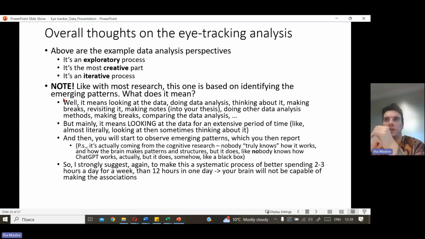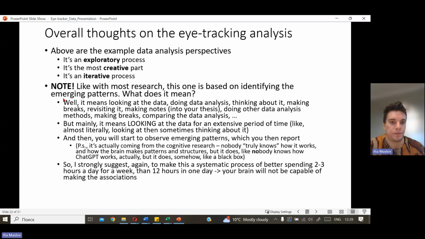It's kind of like in cognitive science, a black box, like thinking. ChatGPT is based on the same principle. Nobody knows how it works, but it works. So you essentially should go to this data, look at it, rest, look at it, rest, write, analyze, do something else, do some other analysis, rest, over a continuous period of several days. So if you need to borrow this equipment, consider 1 week, 2 weeks, because you also need to analyze the data, write about it, and some other people have to use it.